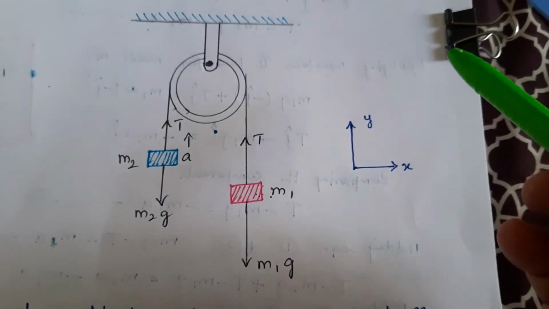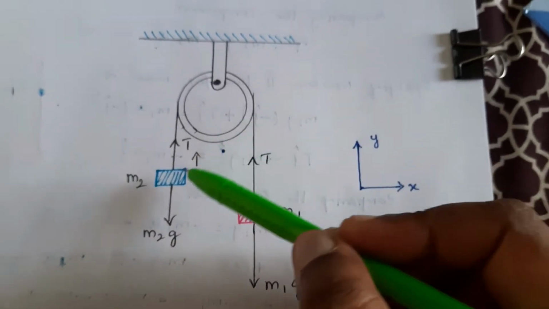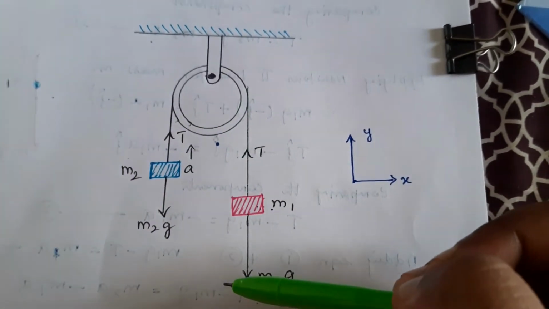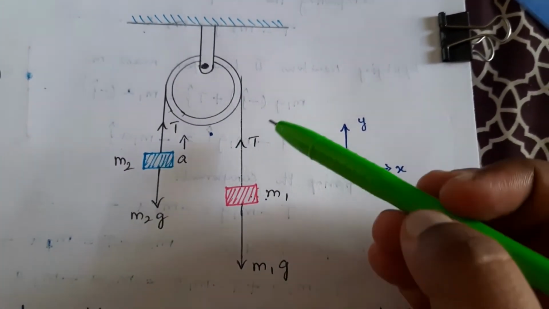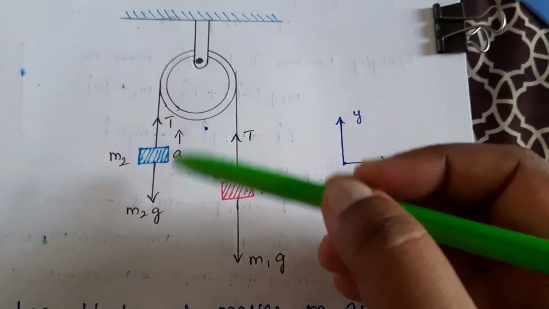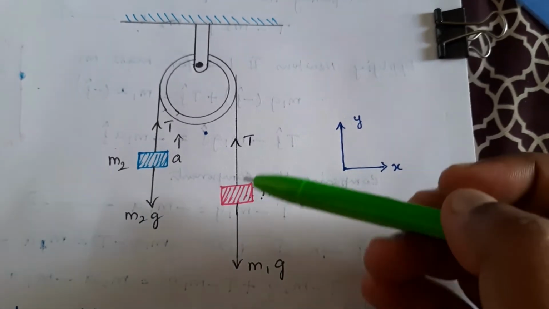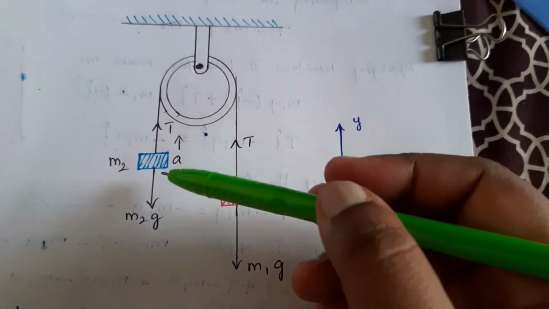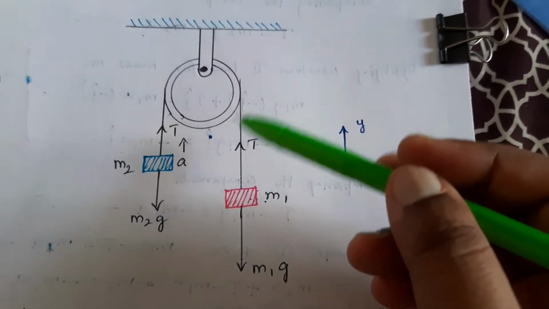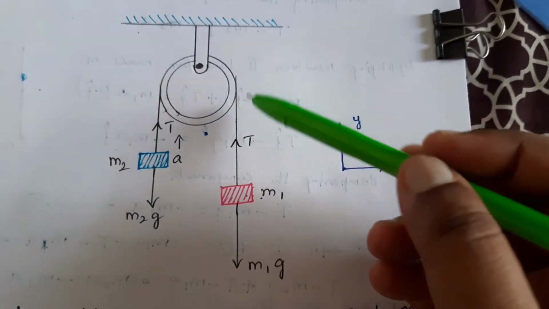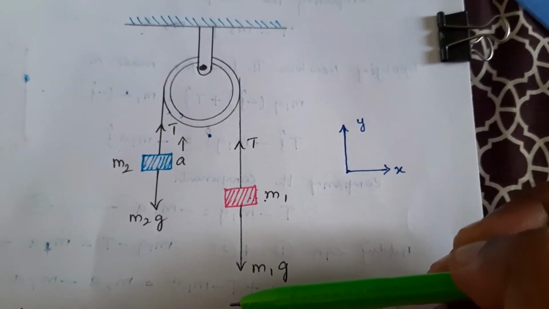Now when the system is released, both the blocks will start moving. m2 will move vertically upwards, and m1 will move vertically downwards, because the mass of m1 is greater than that of m2. So m2 will go upwards and m1 will come downwards.